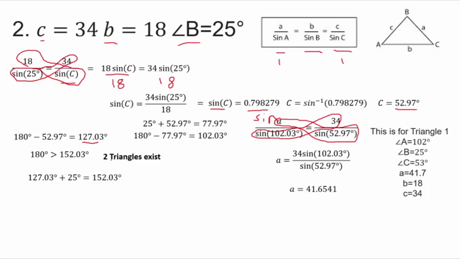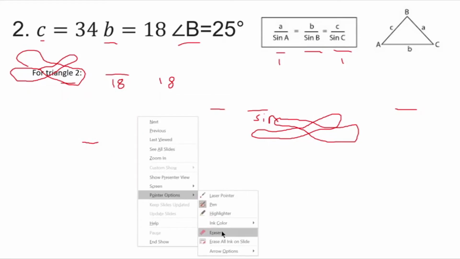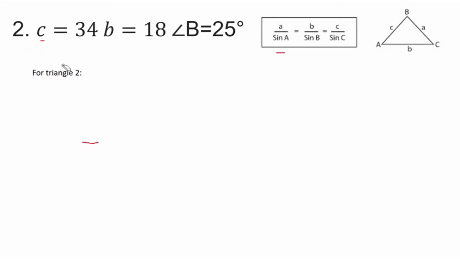Now for triangle number 2, and yep, this is the reason why I decided not to use this one. So let's just erase all this stuff out of here. That way we can have a clear canvas again. Yeah, I wish I deleted it. I don't know why I kept it.